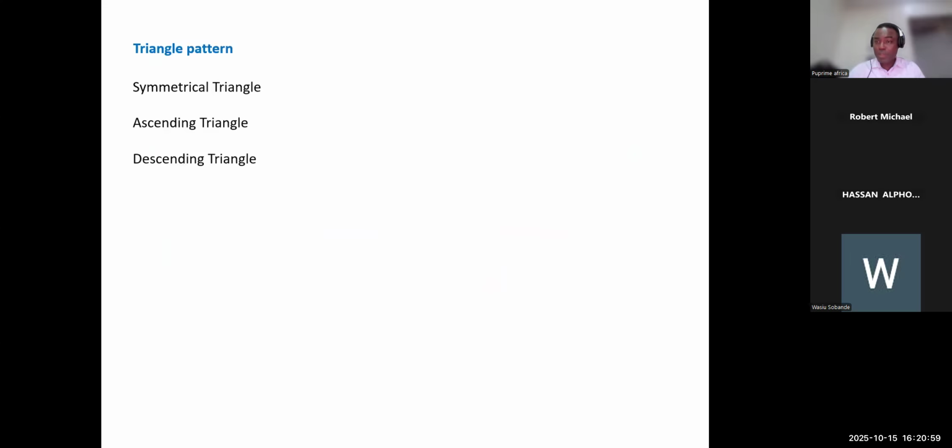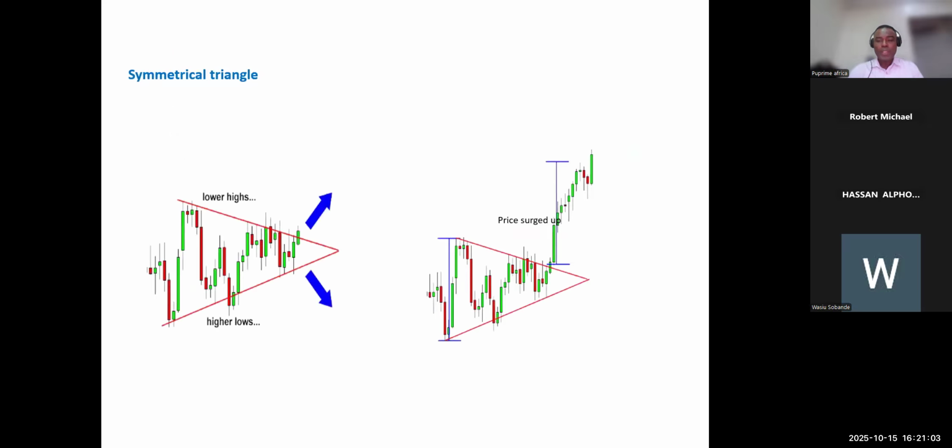Now, the next pattern I'll show is also a triangle pattern, and that will be the symmetrical triangle. Now, this is the symmetrical triangle. This is what it looks like. Just like in mathematics, you can draw a triangle. That is exactly what you are seeing on the screen. We can draw a trend line on both sides of price to have this kind of triangular shape.